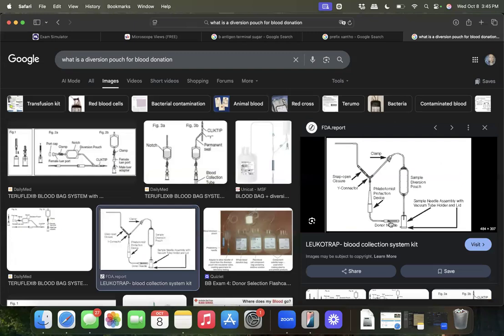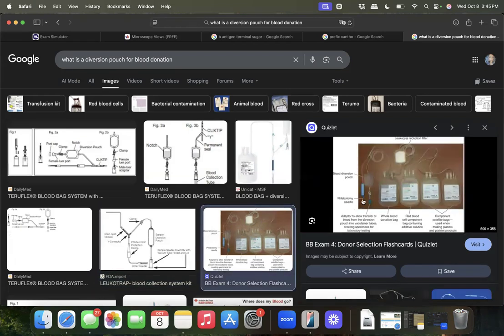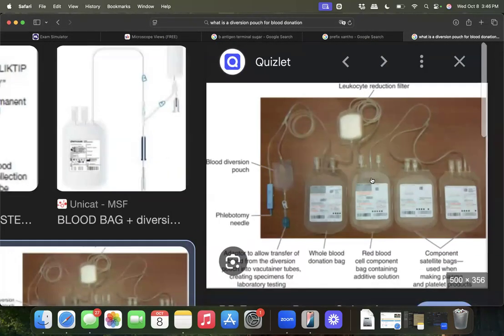Snap closure. Okay, donor needle, phlebotomist protection advice. Okay, sample diversion pouch, sample needle assembly with vacuum tube holder and lid. All right, let's click this one. Phlebotomy needle, blood diversion pouch is this little guy here. Can y'all see that on the Zoom? This little guy, adapter to allow transfer of blood from the diversion pouch into vacutainers, creating specimens for lab testing.